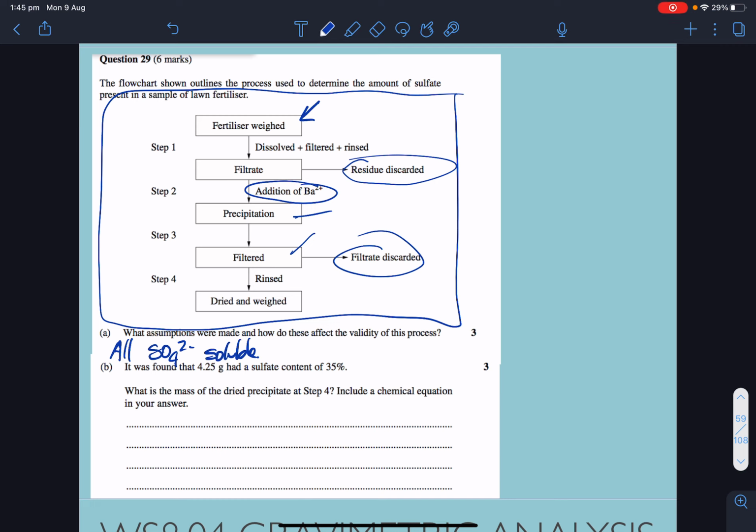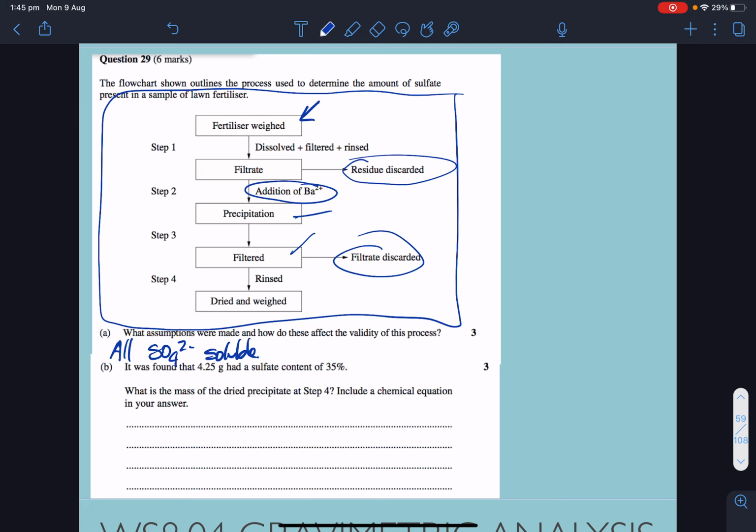Probably silver and stuff like that. I can't really see them being in fertilizer. Oh, I'm not really getting a good one there. But anyway, most sulfates are soluble. But not all of them. So that's one assumption. Okay, and then we're going to add the barium to that solution.